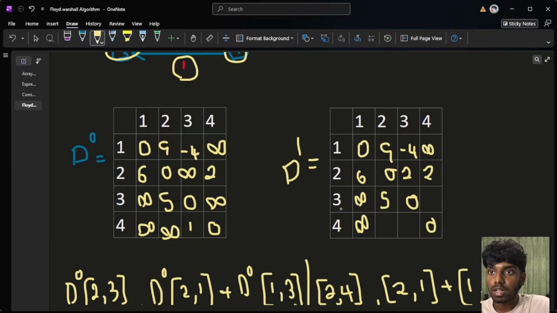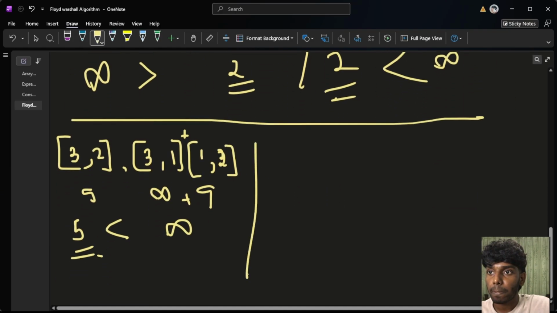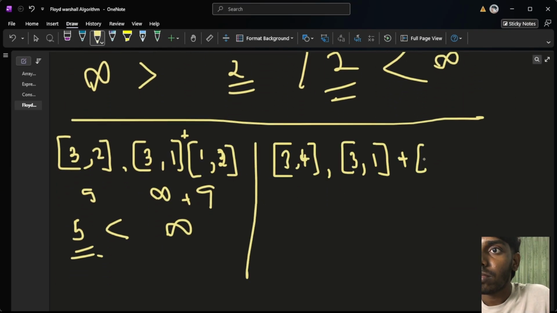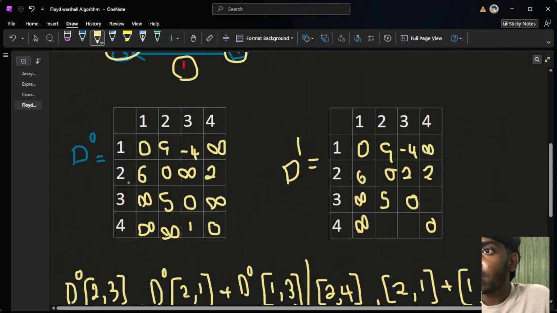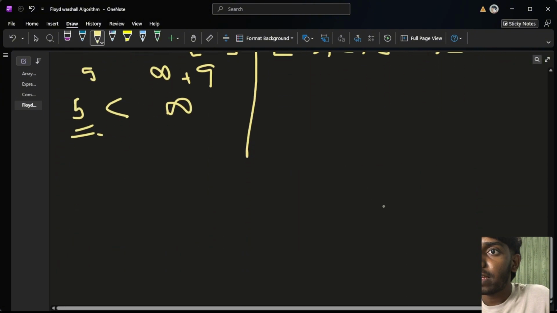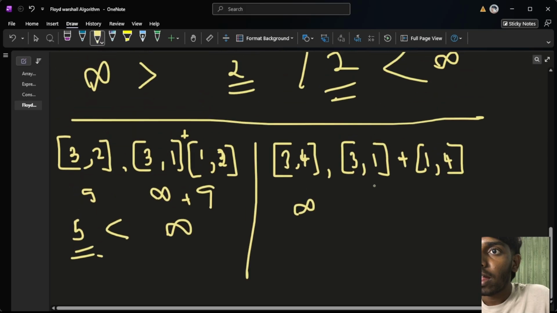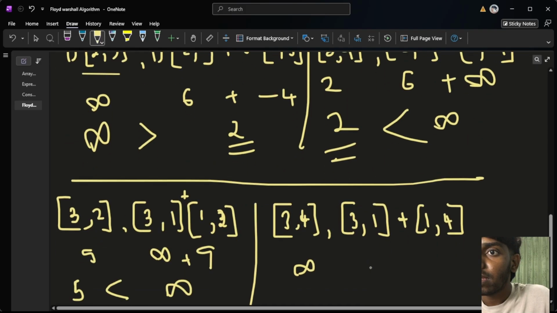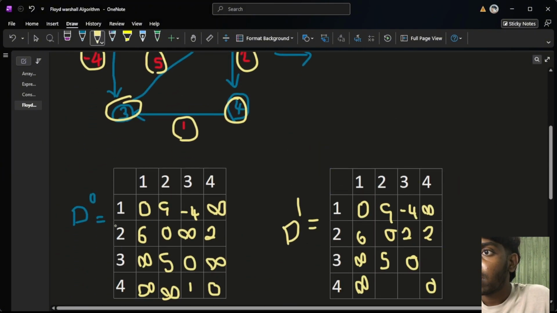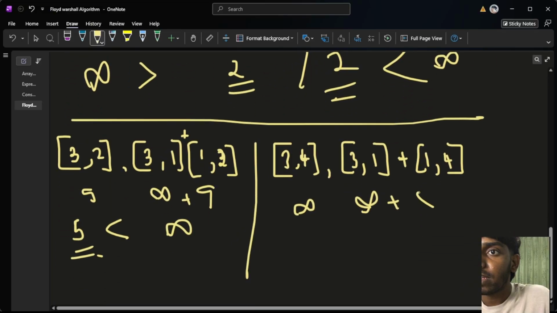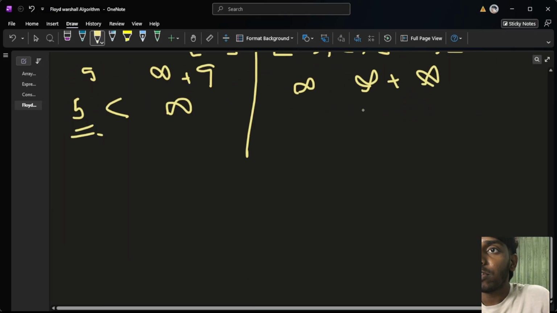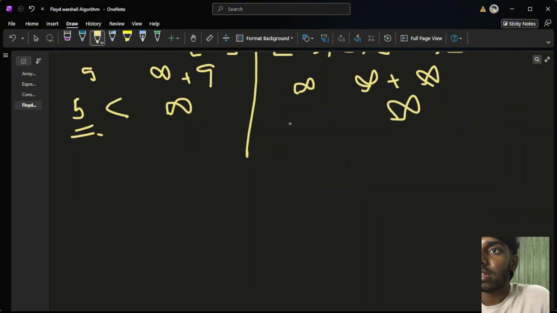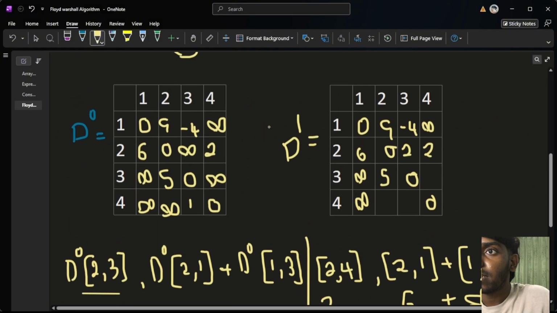Then we are going to do the same thing for 3 to 4. 3 to 4 is infinity, and 3 to 1 is infinity, and then plus 1 to 4 is also infinity. Therefore both sides contain infinity, so we are going to use the answer as infinity.